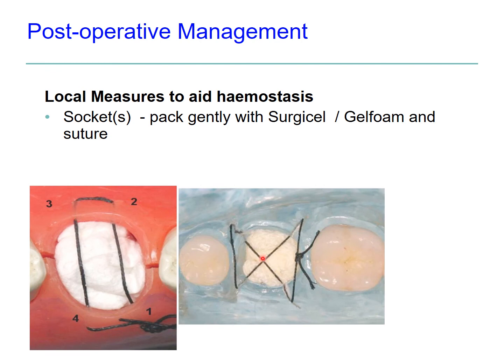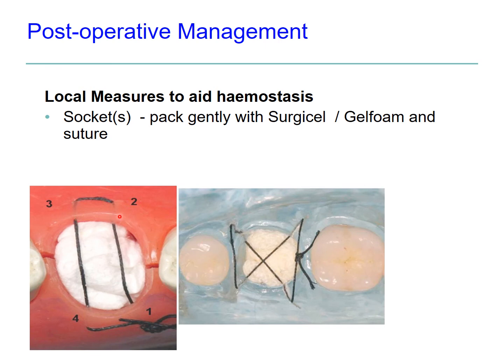Another type of horizontal mattress suture is a figure of 8 suture, which goes like a crisscross over the extraction socket, but although it's going to reduce the risk of dislodgement of the surgical dressing more so than the standard horizontal mattress suture, the figure of 8 suture is associated with increased entrapment of debris. So it's not necessarily essential in every case.